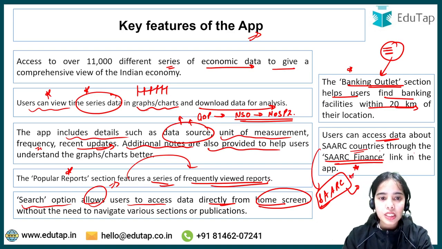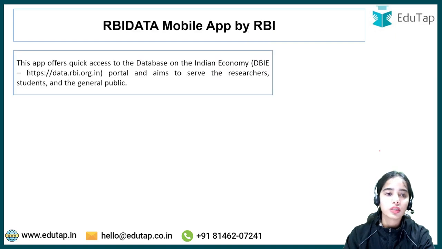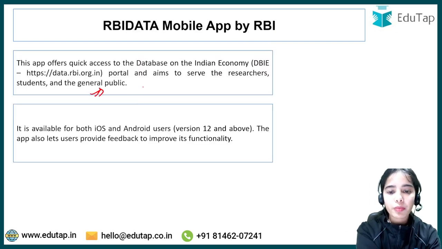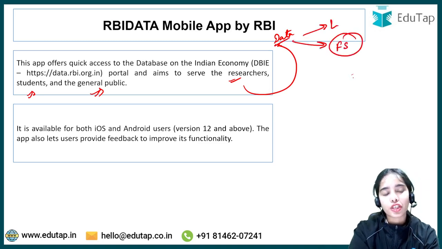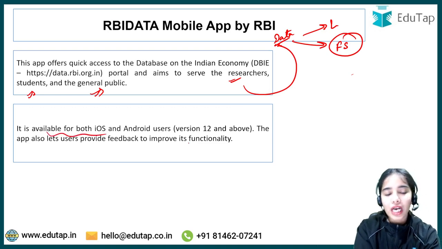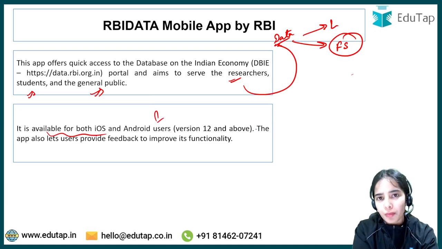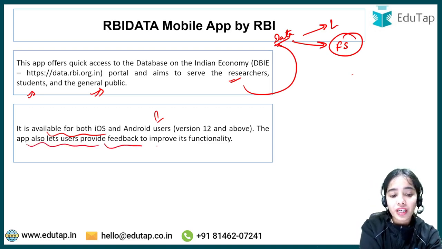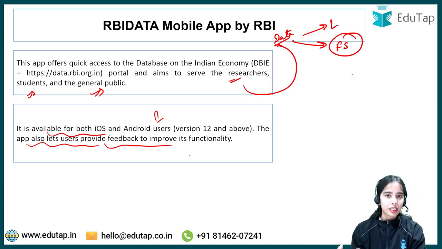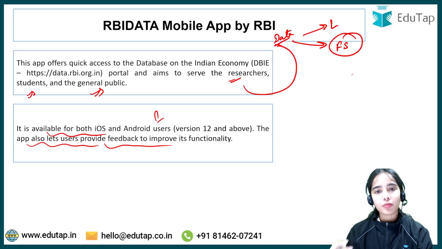Okay, so this application is for the general public, for researchers and students to get the data regarding the economy, the financial sector, and the financial market. It is available for both iOS and Android users, and you can easily download this application on your mobile to see what all data the mobile application is providing you. The app also lets users provide feedback to improve its functionality. Okay, so this is regarding the RBI Data mobile application.